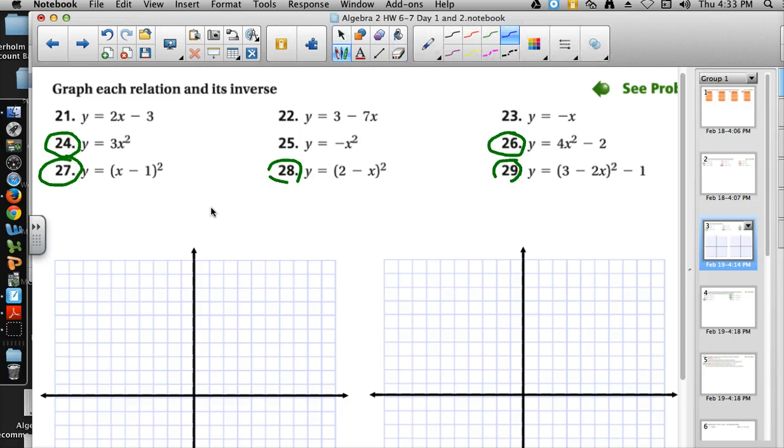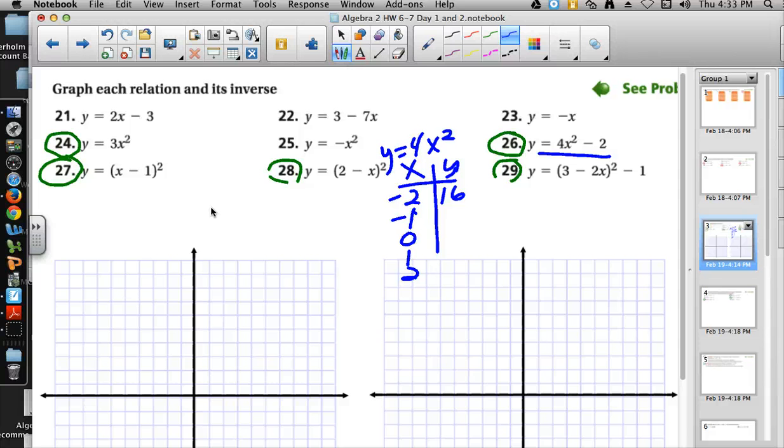So number 26 is y equals 4x squared minus 2, and the parent function for that is y equals 4x squared. So for that, you just quickly make our little table using the standard numbers here, negative 2, negative 1, 0, 1, and 2. Negative 2 squared is 4, 4 times 4 is 16, negative 1 squared is 1, 1 times 4 is 4, 0 squared is 0, 0 times 4 is 0, 1 squared is 1, 1 times 4 is 4, and again we start to see that symmetry, so we realize we don't necessarily need all of that.